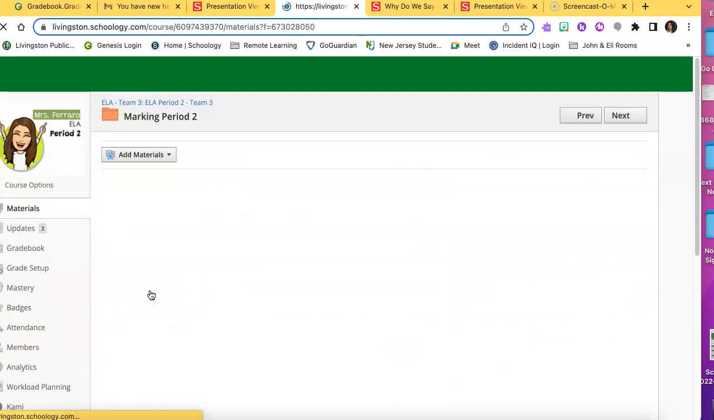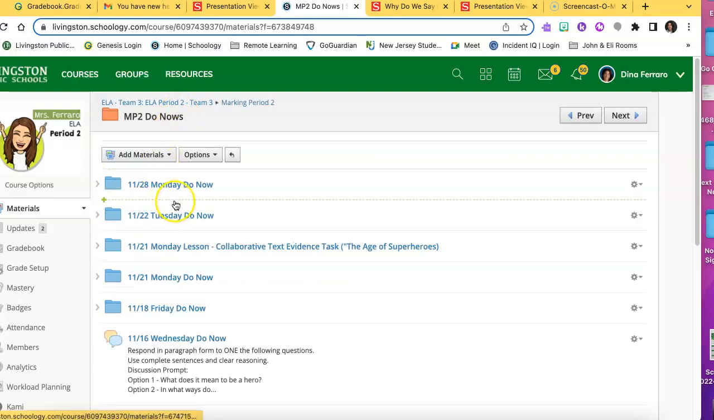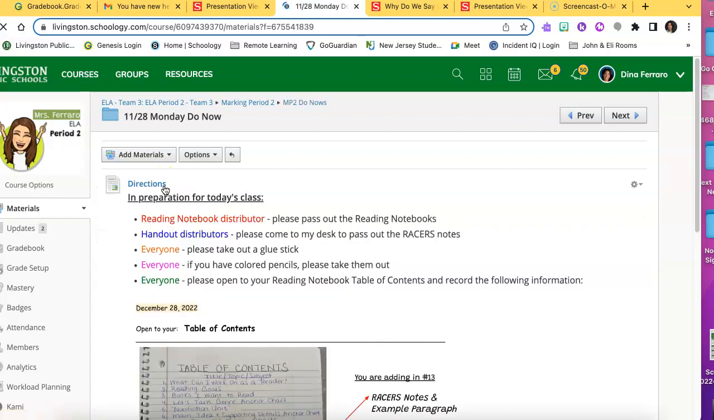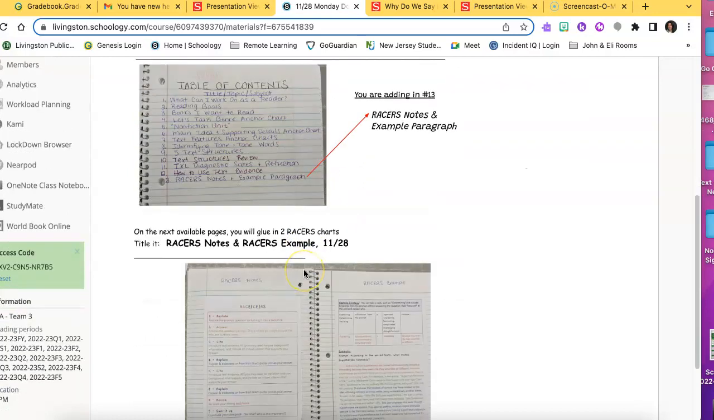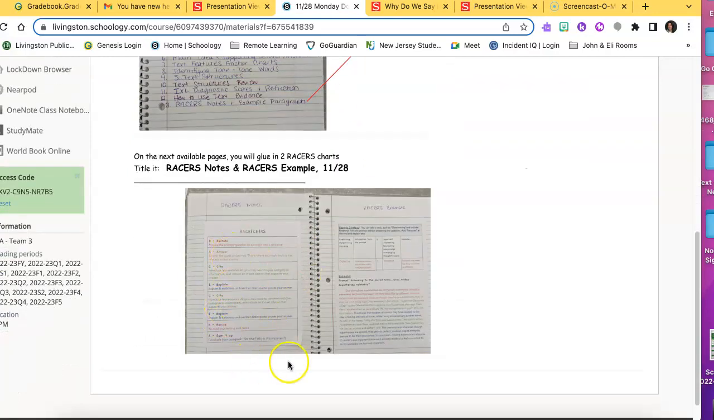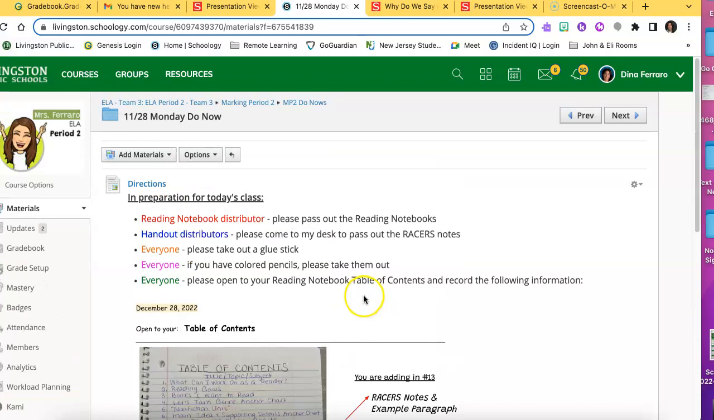Monday, we started with a do now. And the do now is in the orange folder. It says 11/28 Monday do now. And for this do now, the reading, we took out our reading notebooks and we added in Racer's notes and example paragraph into our table of contents. And then we added in these notes. Okay, so this has been done for you. Your classmates helped out with this. So that should be glued into your notebook already. Okay, so that was the first thing we did.